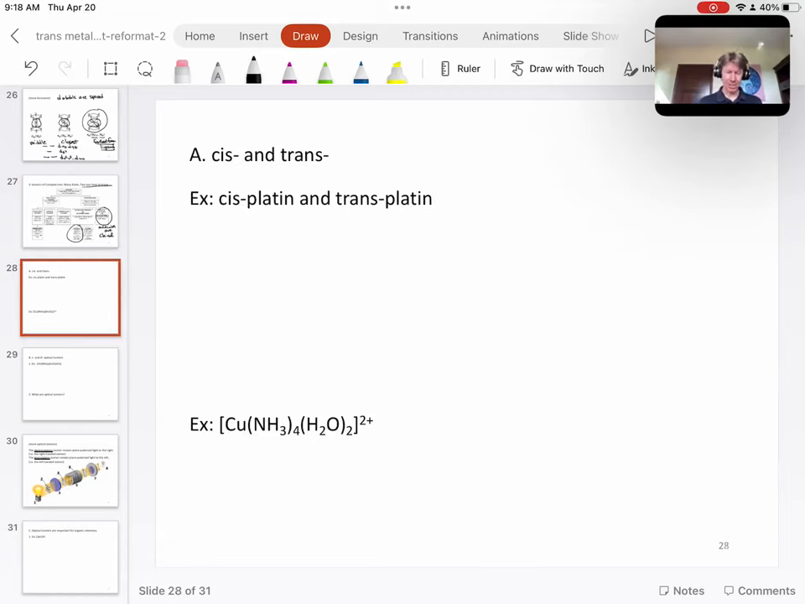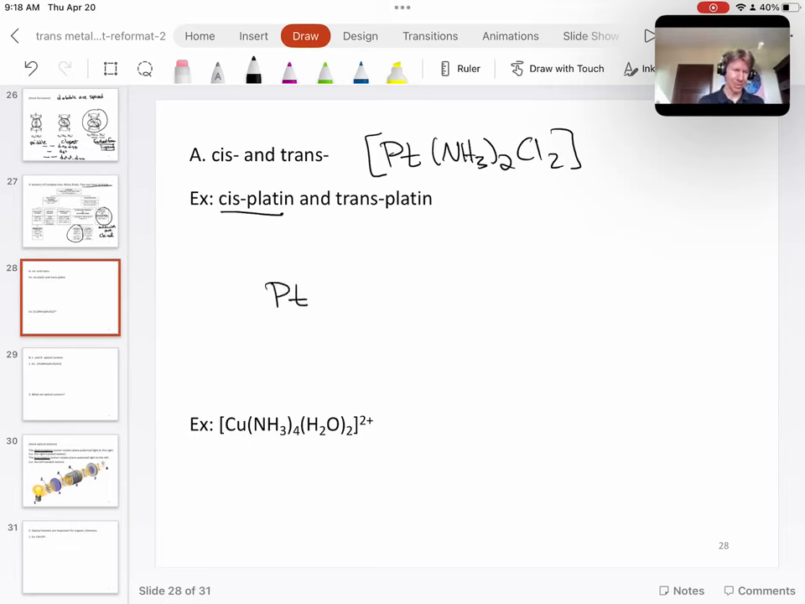All right. So cis and trans. There are two cis and trans isomers of platin, and those go like this. Remember, it's called cisplatin, but the formula is Pt(NH3)2Cl2. That is our complex ion, our transition metal complex ion. And there's going to be two ways in which you can do that. There's going to be cisplatin.